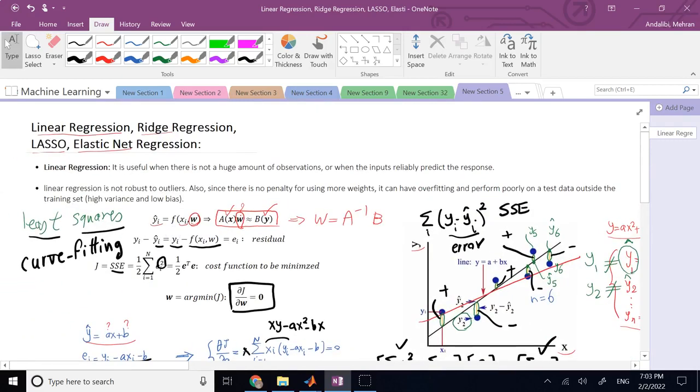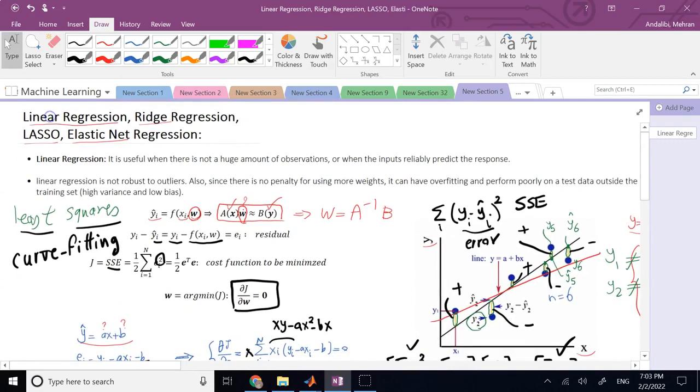Now, what are some of the good and bad things about linear regression? Well, it is very good even compared to some of the more sophisticated versions when there is not a huge amount of observation, so n here is not very big. It can still do a decent job, and it can predict the output, does the regression job with quite reasonable or good accuracy.